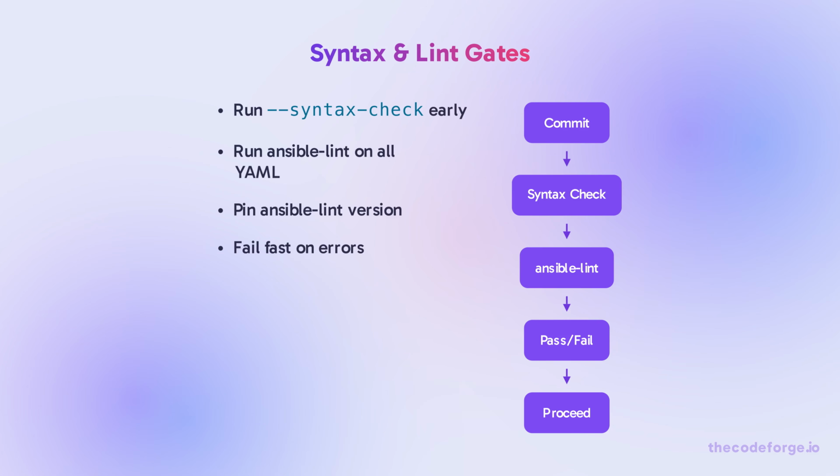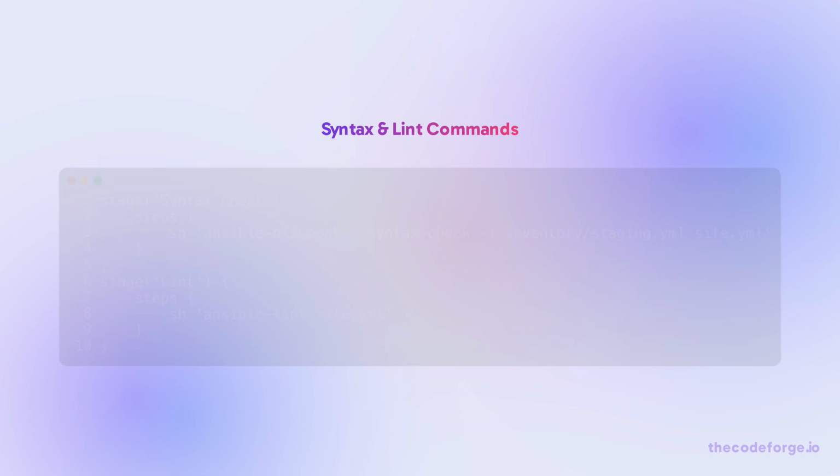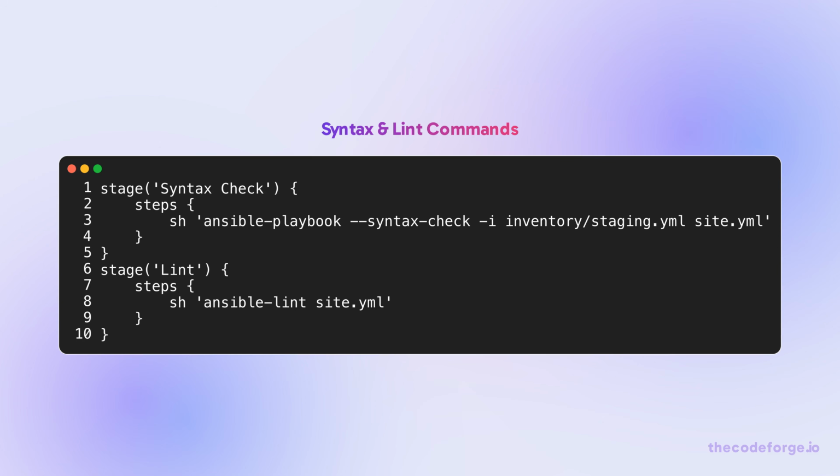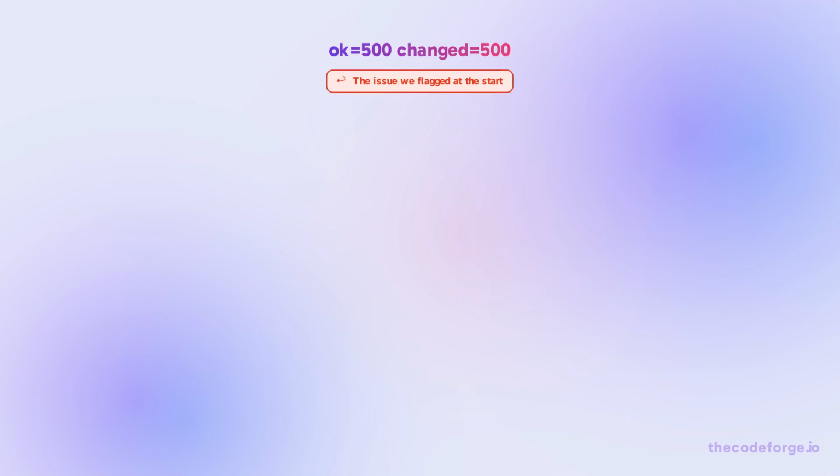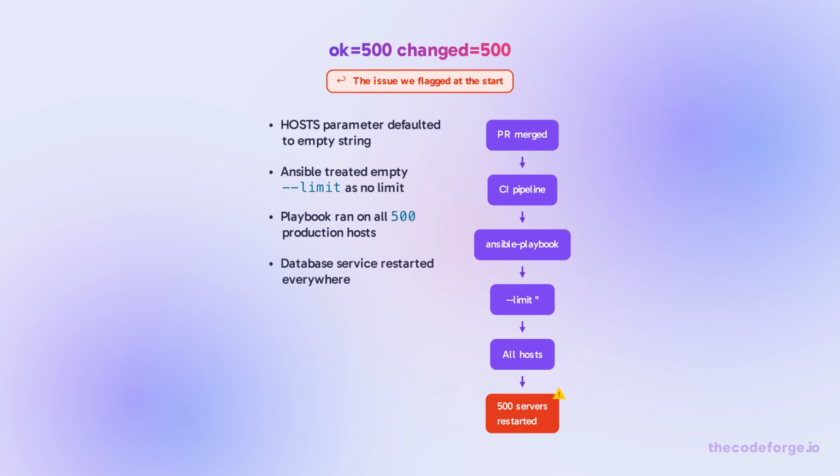Before running any playbook, validate syntax and style. Add these as separate pipeline stages to fail fast. These Jenkins stages run syntax check and linting. They catch errors before any execution. This is the same issue we highlighted at the start. Here's exactly why that happened.